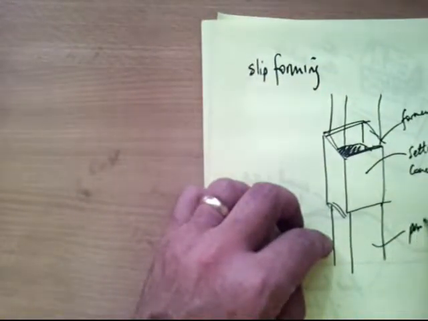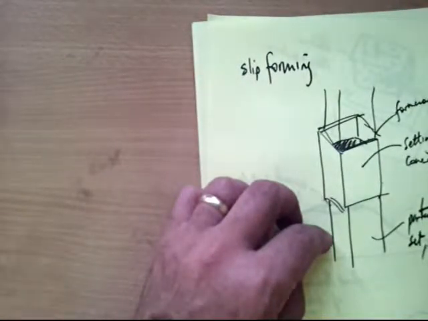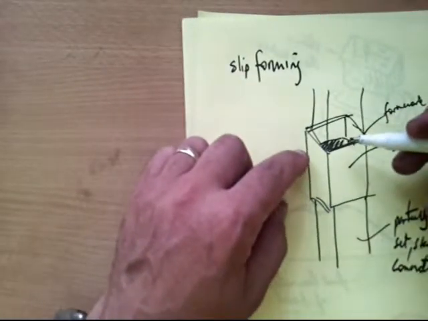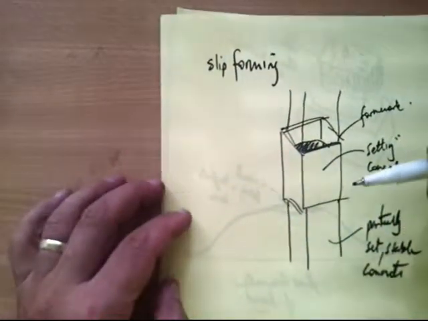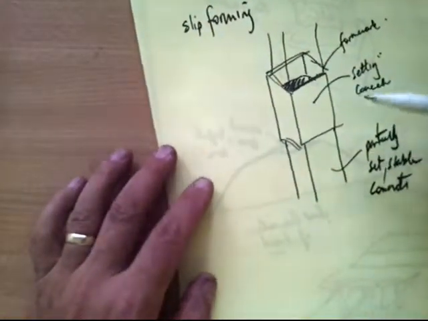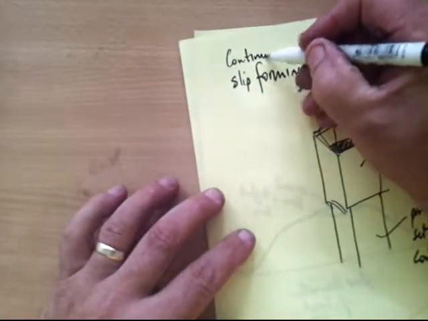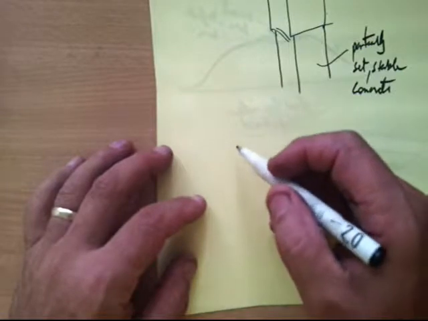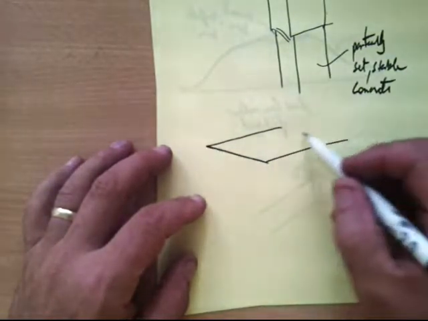So as the concrete sets, the form slowly rises up. The bottom here will be partially set concrete, certainly at least stable, set concrete. And at the top here it'll be still wet and drying, so you get this form slowly moving upwards, and that's another way that it can be set. Now it's called continuous slip forming.